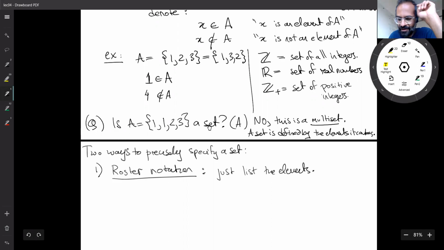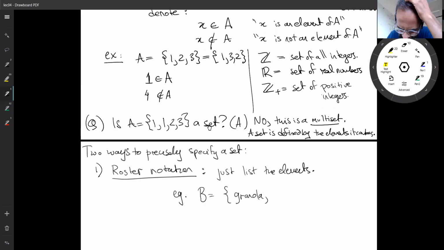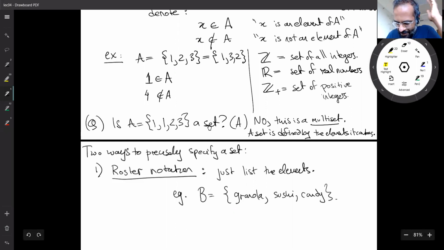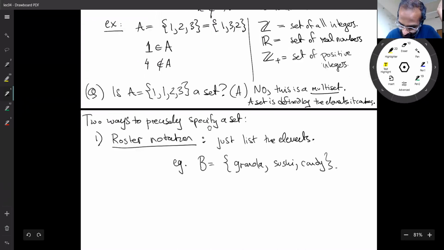So for example, the set A above, that's roster notation, right? Again, these objects don't even have to be numbers. I could list the set of things that I ate today. Actually, what did I eat today? I guess granola, some sushi for lunch. Did I eat anything else? I had some candy. Okay, but the set doesn't have to be numbers. If you just list things, that's roster notation. That's nothing deep going on there.